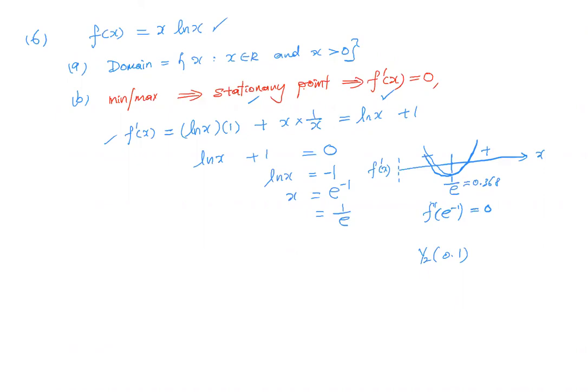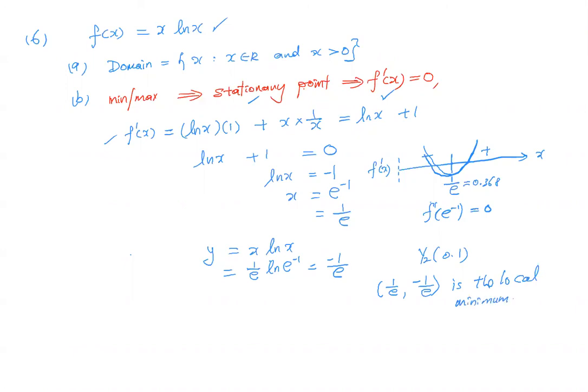So the y will be equal to x ln x. So I put in the x value. X is 1 over e, ln e to the power -1. So this is -1 over e. So this point, 1 over e, -1 over e, is the local minimum.